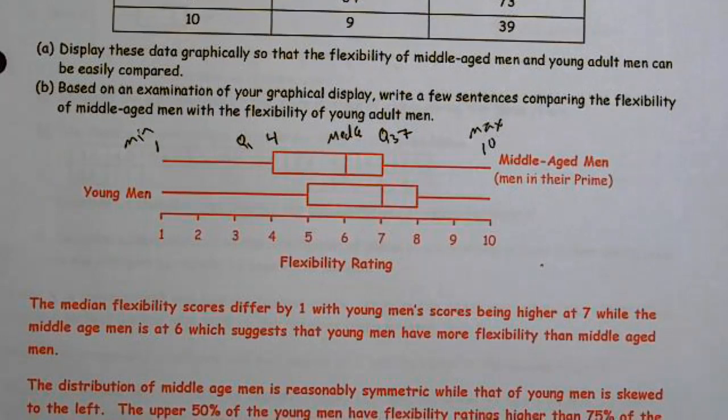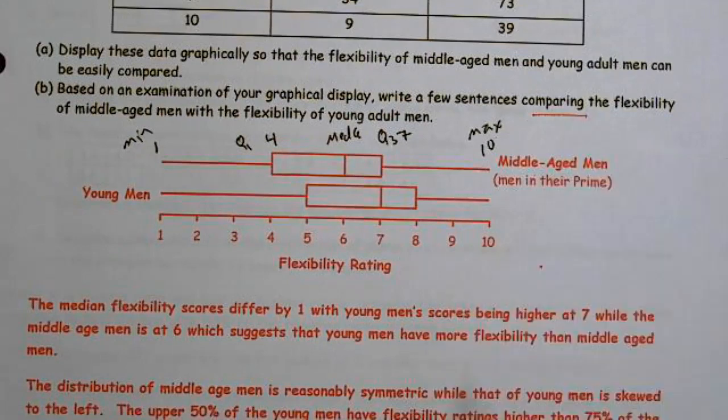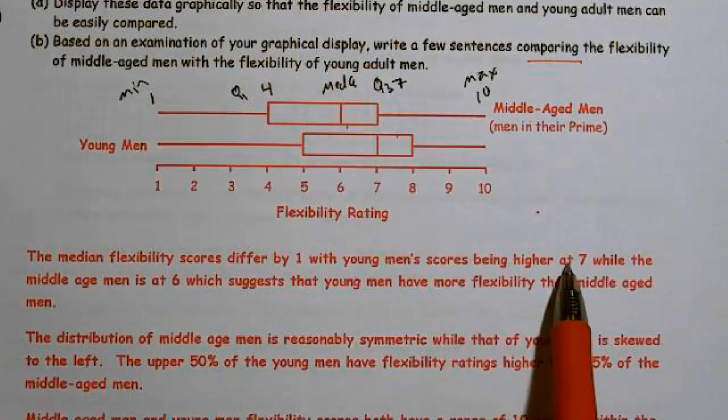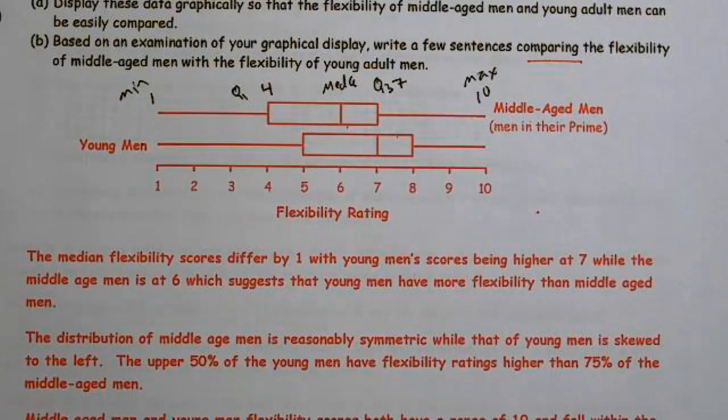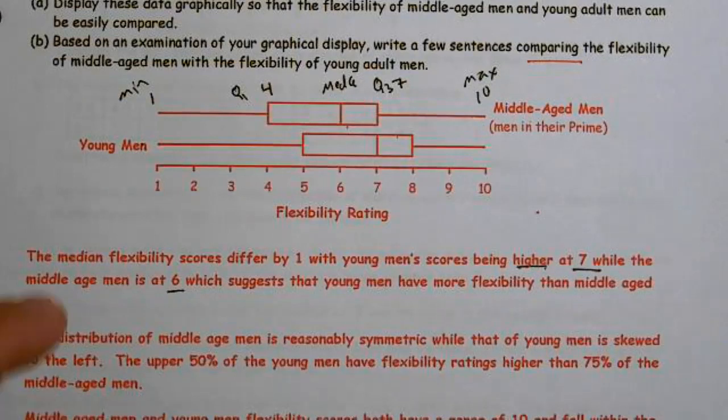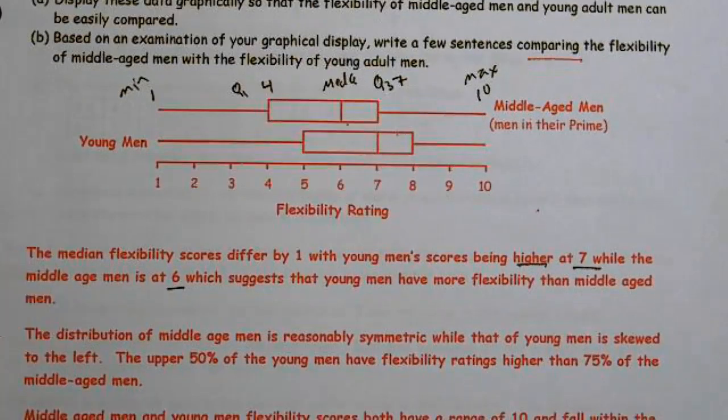All right, based on an examination of your graphical display, write a few sentences comparing. Make sure we're using comparison words like more, greater than, less than, etc. And the median flexibility scores differ by 1. Well, we see that from 6 to 7, with young men scores being higher at 7, while the middle-aged men is at 6. So not only did I use a comparison word of higher, I was very specific and gave the actual values, which suggests that young men have more flexibility than middle-aged men.